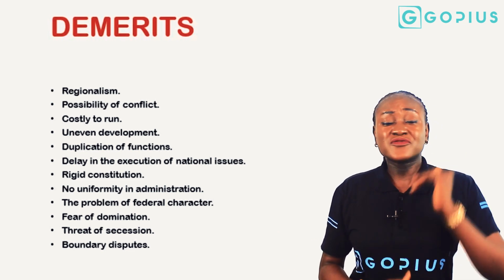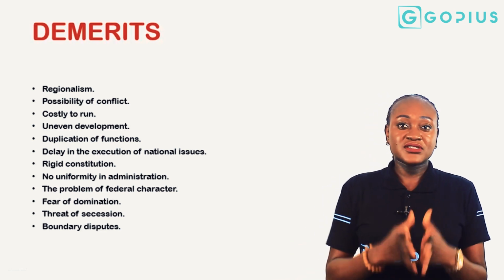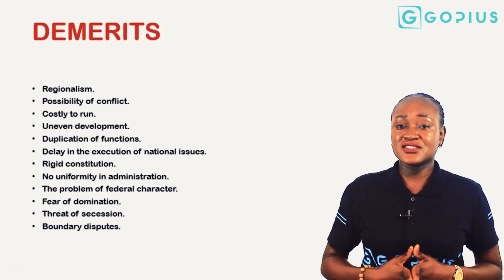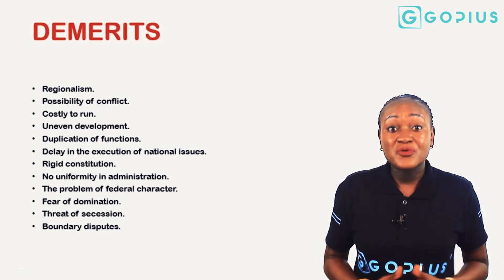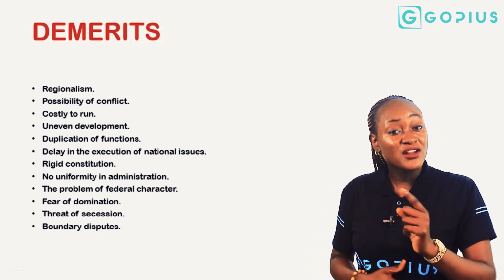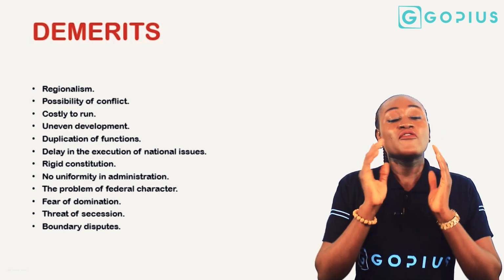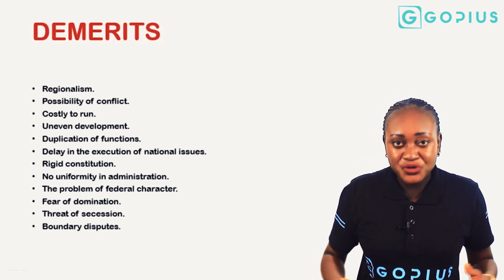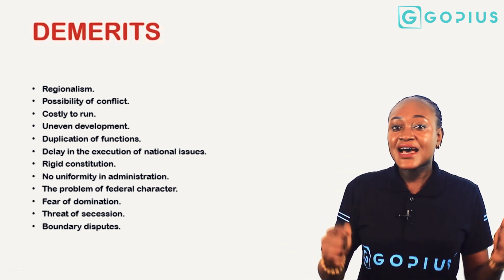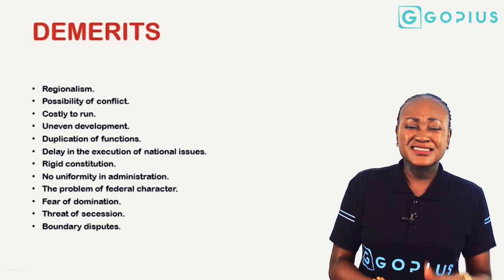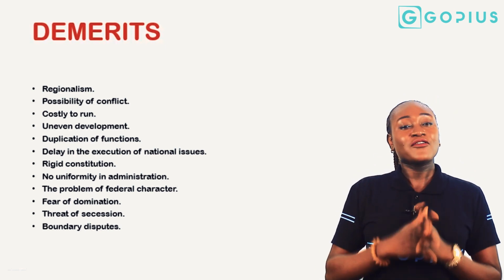And there is this fear of domination, that the majority tribe would dominate the minority tribe. And there is this threat of secession, like what's happening with the Igbo nation. They want to leave, they want to secede from the country. That's one of the things with this system of government. And then over time, we've always had boundary disputes, tribes and people who share common boundaries fighting over land and over mineral resources. These and many more are the mishaps to this system of government.